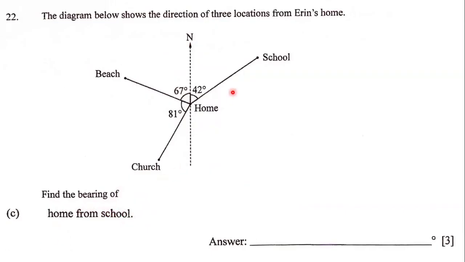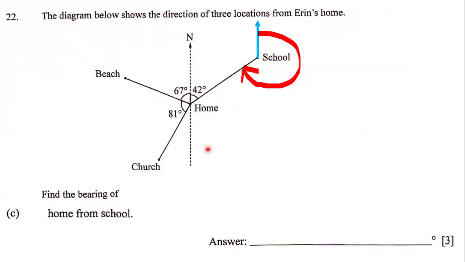That means that we have to start at school, and then we have to draw a north. And so this is our north that we drew right here. And then we're going to go in this direction all the way until we reach home. So they want this angle right there, this angle in red, right?